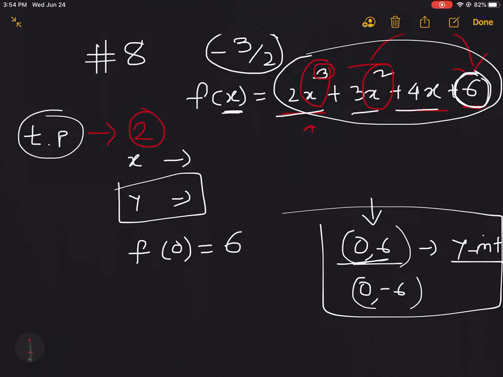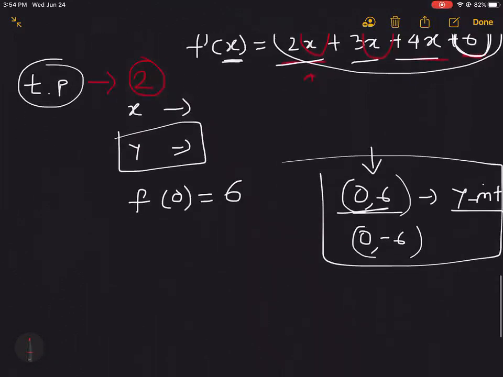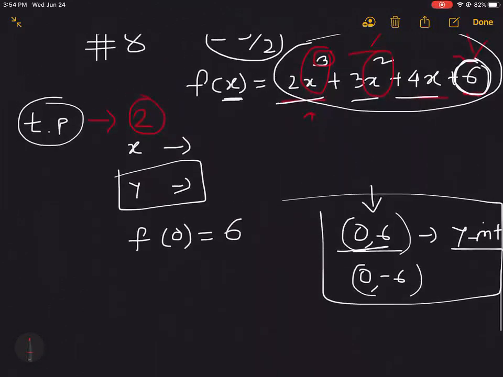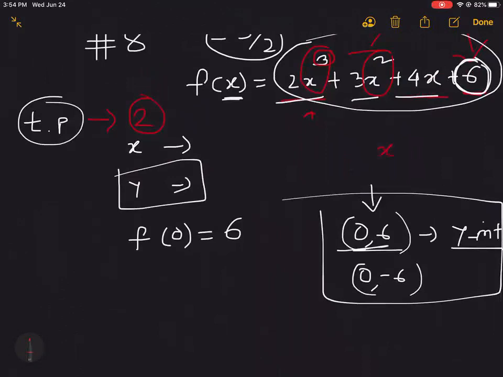Okay, and what else can we do? Let's see. We have x cubed and we'll multiply this by a 2. So this will stretch the graph 2 times compared to the original one.